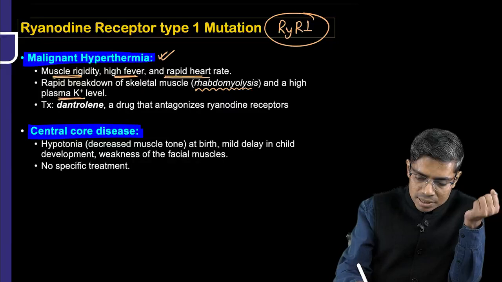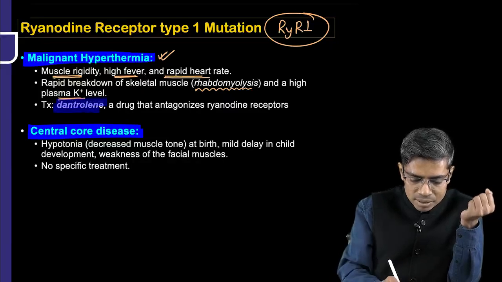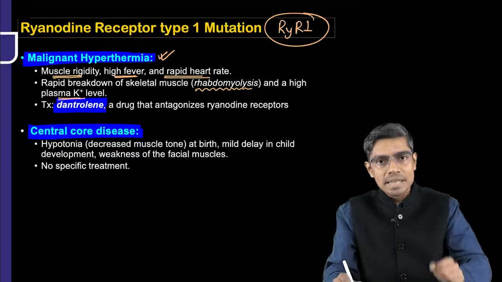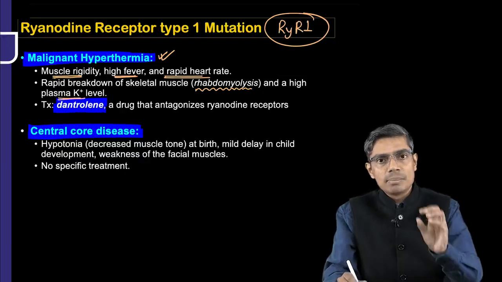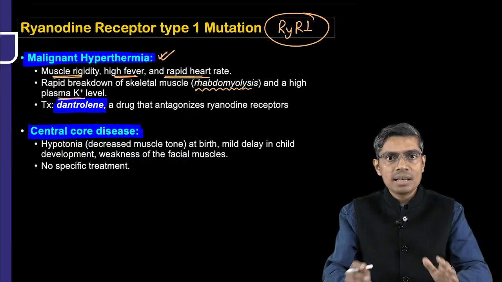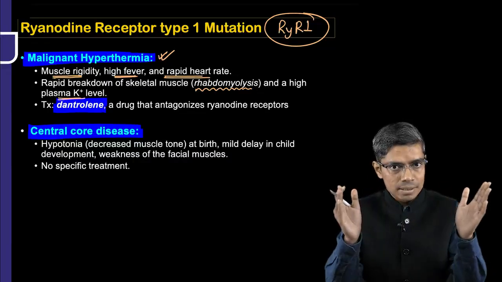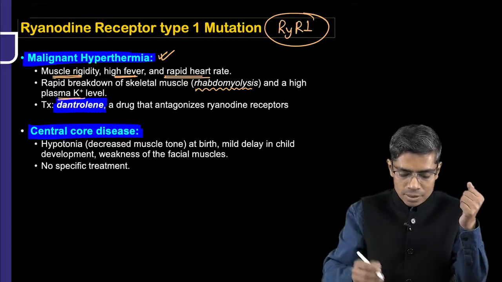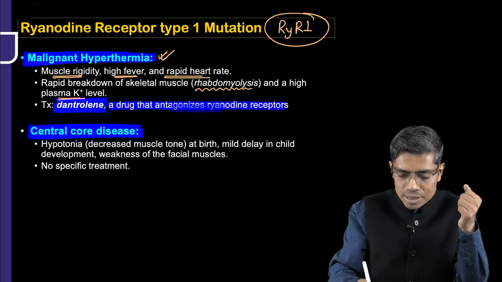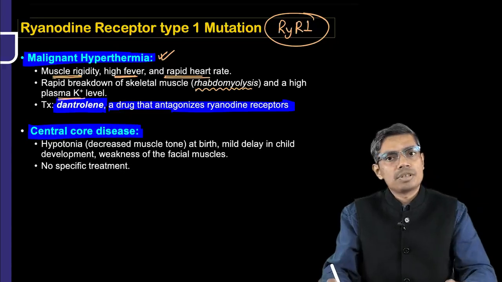The treatment for this malignant hyperthermia, the drug which is used, is dantrolene. It is said that dantrolene binds with the RyR type 1 channel and prevents its opening. So your solution is given. So dantrolene is the drug which antagonizes the ryanodine receptor channel.